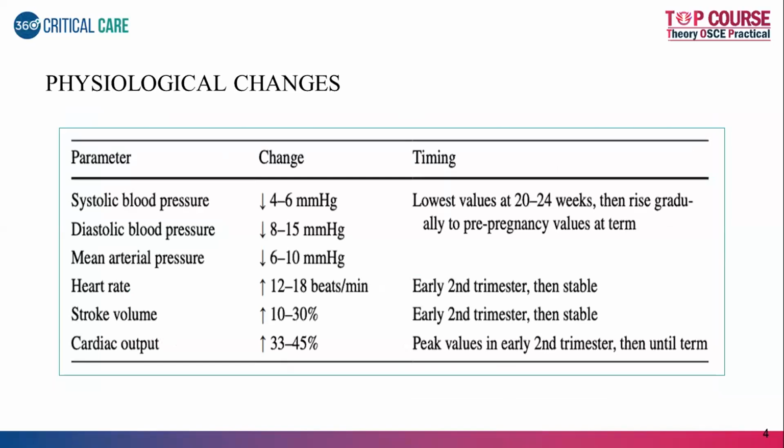Now, what happened to the systolic BP? As I told you, BP will be lower compared to the normal BP. So, systolic blood pressure will be decreased by 4 to 6 mmHg. Diastolic blood pressure will be decreased by 8 to 15 mmHg. Your mean arterial pressure will be decreased by 6 to 10 mmHg. Whereas your heart rate, as I told, will be increased. Your stroke volume and your cardiac output both will be increased.